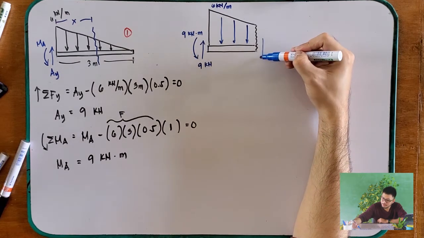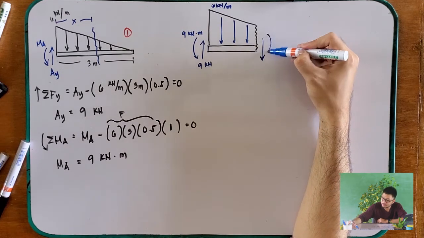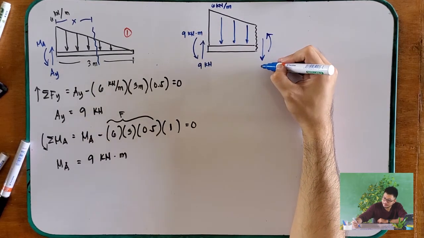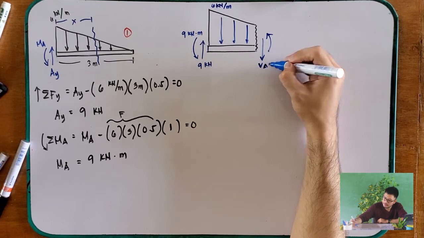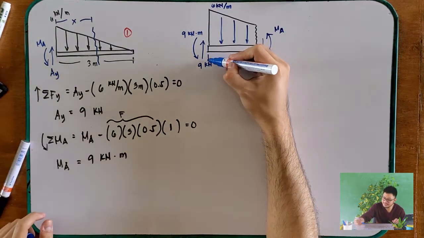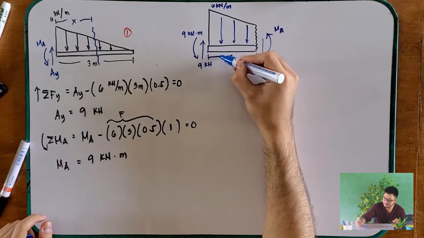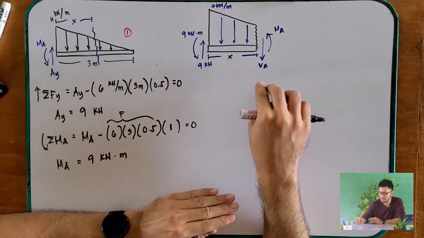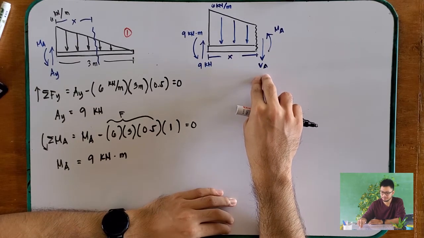Sign convention, going down and going counterclockwise. So this is your, let's say, VA and MA. Again, this distance is x. So, ang challenge ani, na dire. Okay. Una ta sa pag-solve for VA. Let's create a shear equation sa atong VA.